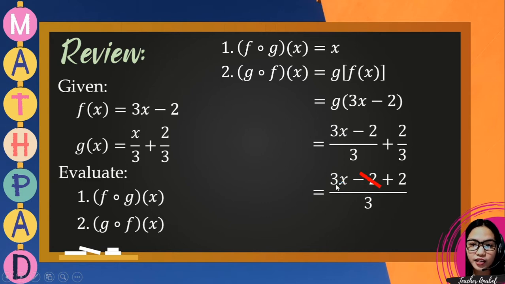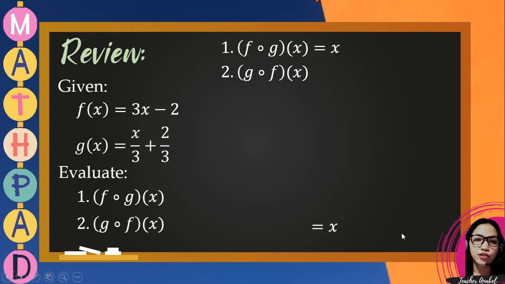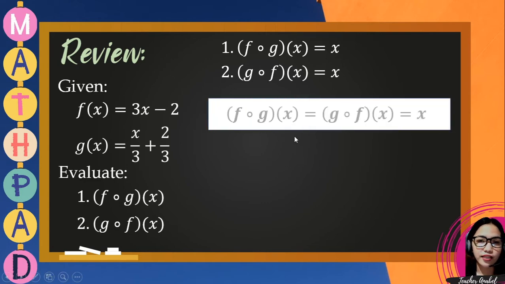And then 3 can be divided by 3. So, ang maiiwan na lang sa atin ay x. Therefore, g of f of x is equal to x. Now, as you can see, we can say that f of g of x is equal to g of f of x because both of them are equal to x, which means that these are very special functions. Now, let's see just what makes them so special.